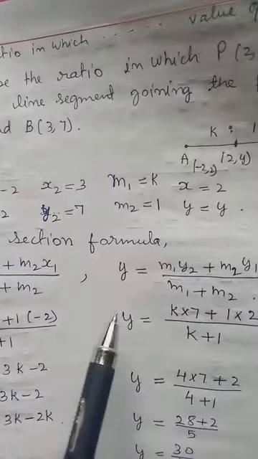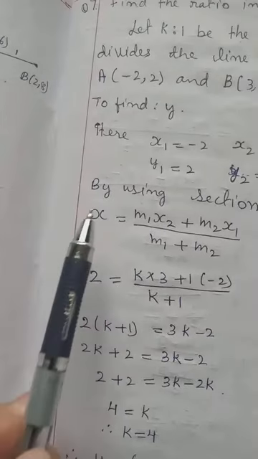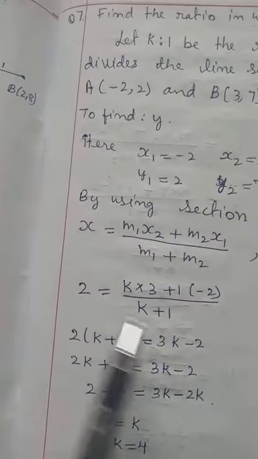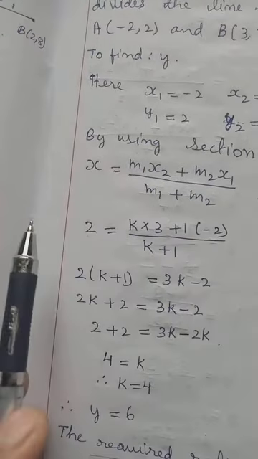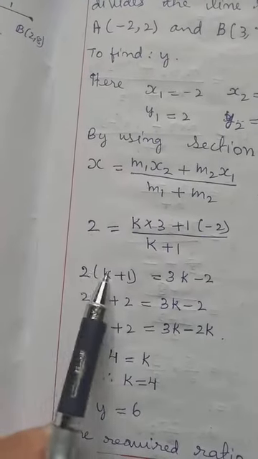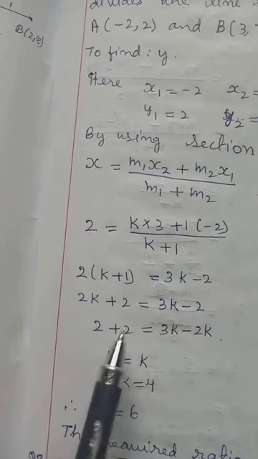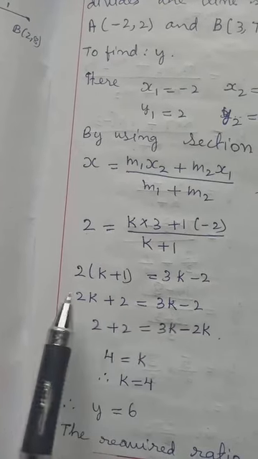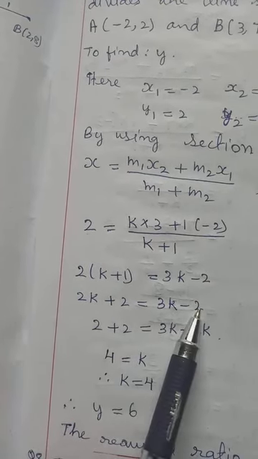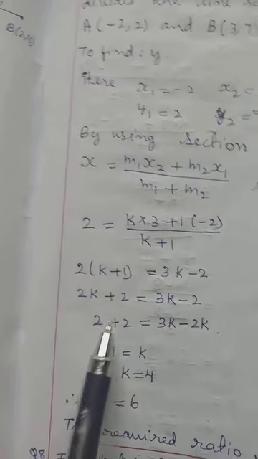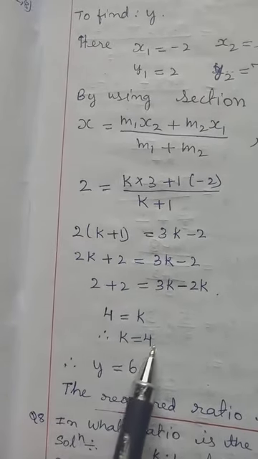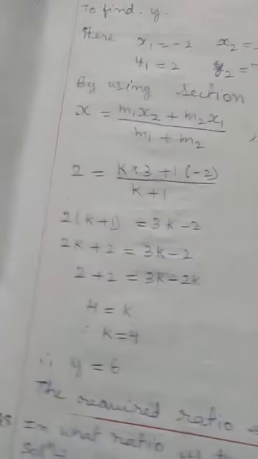Then on this side we have two unknowns. On this side, x we already know equals 2. We have only one unknown, so we can cross multiply to get k first. 2 into k, 2 into 1. Then k and k we can bring to one side. Plus becomes minus. This is minus. Taking to the other side becomes plus. So here we get k equal to 4. Now we have k equal 4.